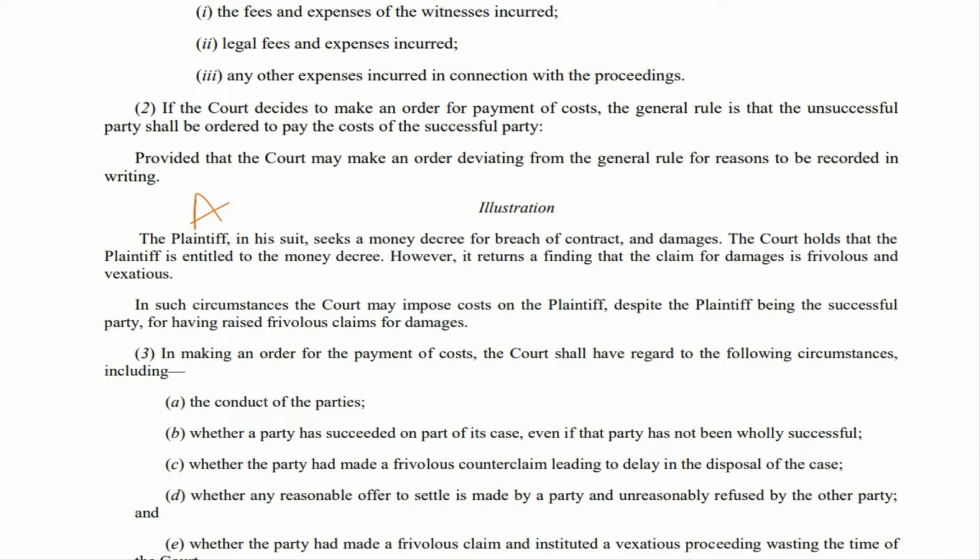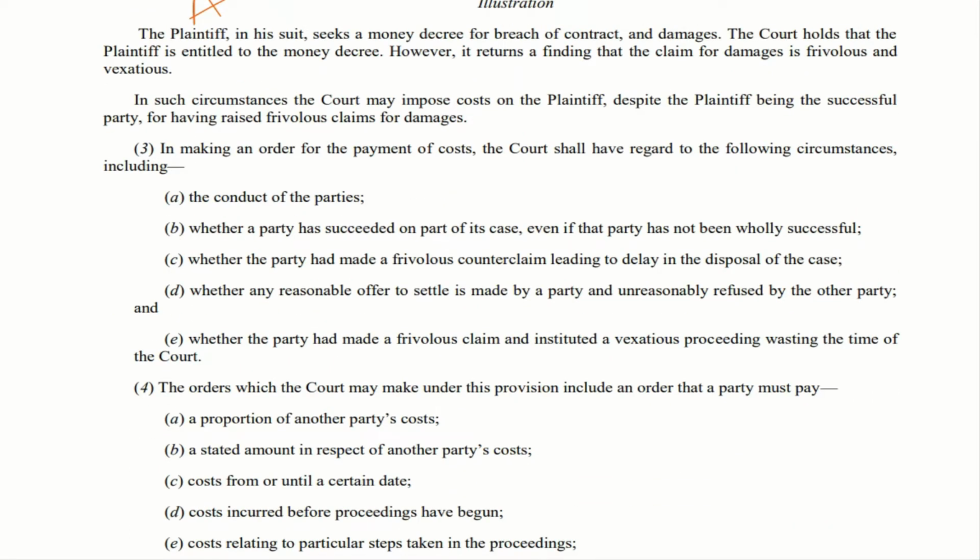Let us move to subsection 3. If the court is planning to impose cost on any of the parties, then what things should the court take into consideration, or what are all the circumstances under which the court can make a direction for payment of costs? The first one, the conduct of the parties. That is the first part. The court will observe how the plaintiff is behaving, how the defendant is behaving in court. That can be a ground for determining the costs.